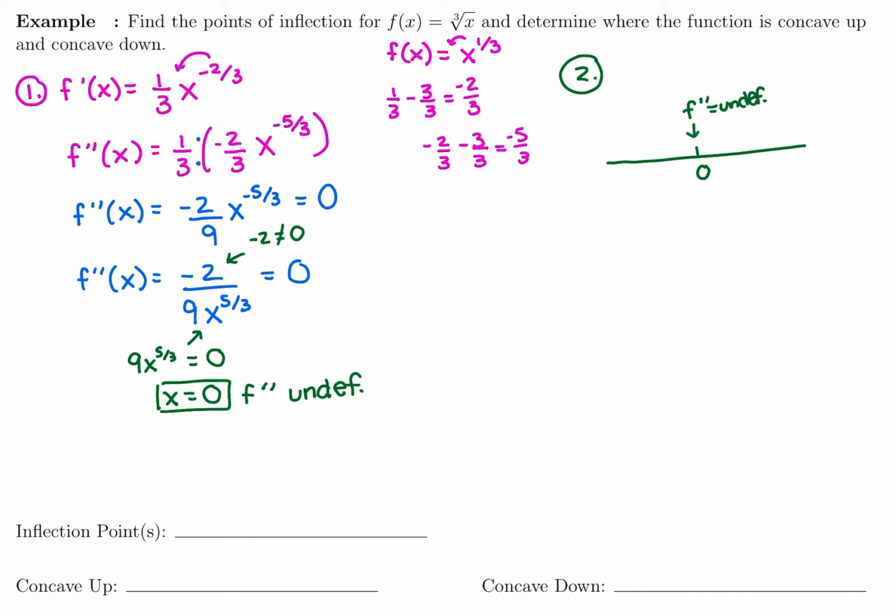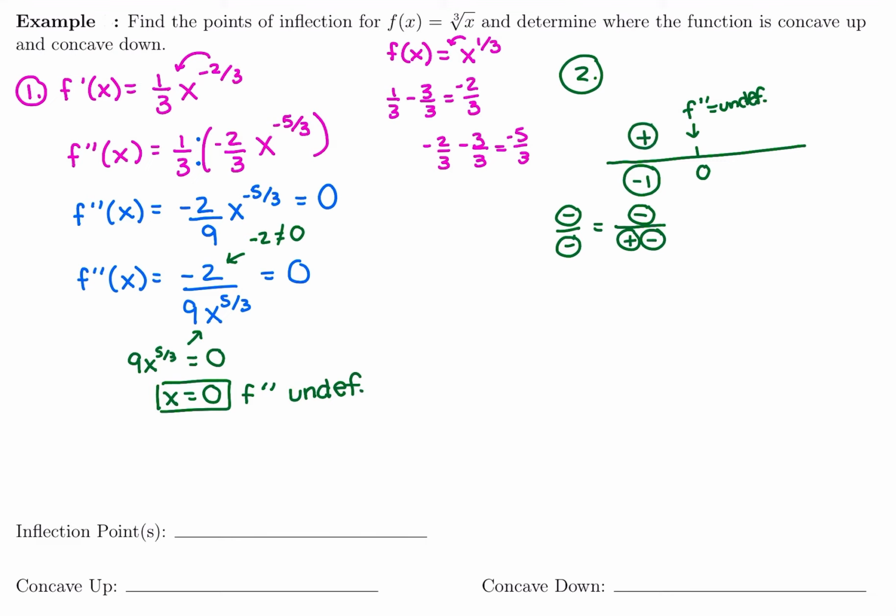So if we plug in a number to the left of 0, maybe negative 1, I'm plugging into the sign of the second derivative. So the top of the second derivative is always negative 2. So the numerator is negative no matter what. In the bottom, I have a positive 9, so that's positive. And then I really just need to figure out, what is negative 1 to the 5/3? Is that positive or is that negative? So I'm going to grab my calculator. Negative 1 to the 5/3 is going to be negative. So in the top I have a negative, and in the bottom I have a positive times a negative, which is a negative. So I'll get a negative divided by a negative. This first interval is positive.